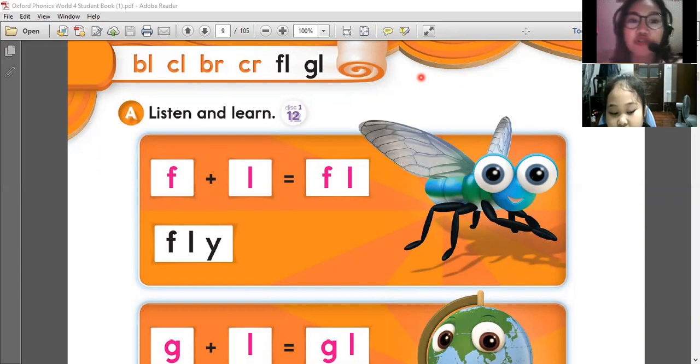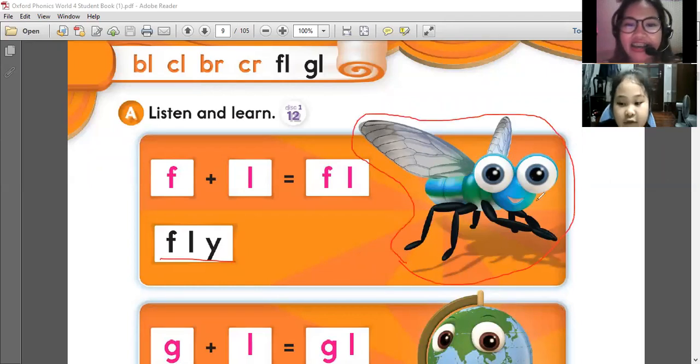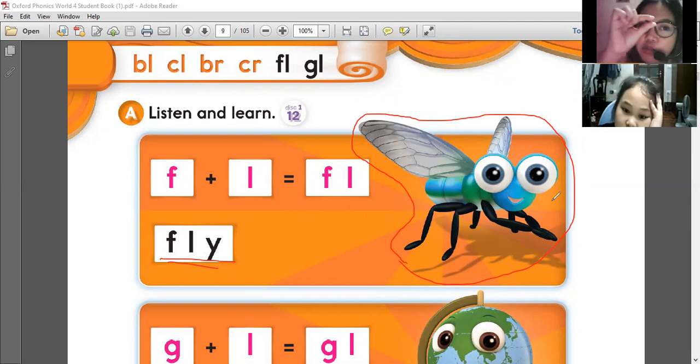Okay, so the first word is a fly. Can you say fly? Yes, okay, so this is a fly, all right? It's not an action word, different from the action like fly, all right? This one is fly, the small insect, okay? Small one, it's fly. We call it fly also, all right? Okay, fly. All right, so that's the first word of FL.